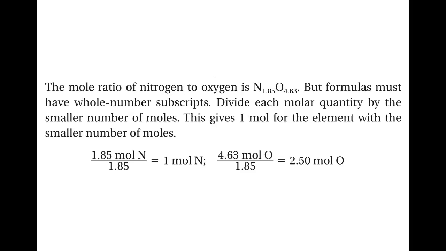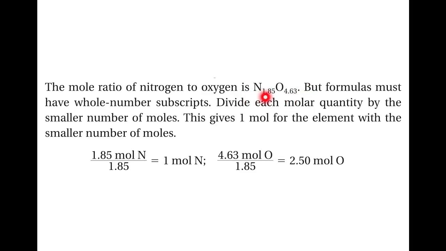So what I mean by that, again, I'm going to divide 1.85 moles of nitrogen by 1.85 because that's the smallest, and that will give me a whole number: 1 mole of nitrogen. If I do that for 4.63 divided by 1.85, I get 2.50 moles of oxygen. So in this case, when you have a formula, you know that you cannot have a non-whole number.